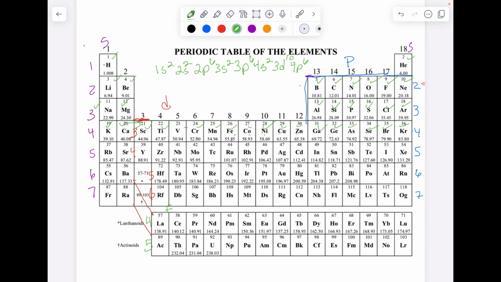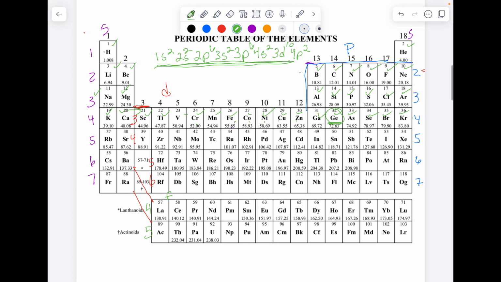And you'll notice that it's always the same configuration across the table until you hit the element that you're looking for. So if I wanted to do Ge, I would go to 4p2 instead of 4p6, because that's where my last electron is. But everything before that is the same. And that leads us to our noble gas configuration, which we'll practice in a second, because you would literally keep writing the same electron configuration up to the element you're looking for.